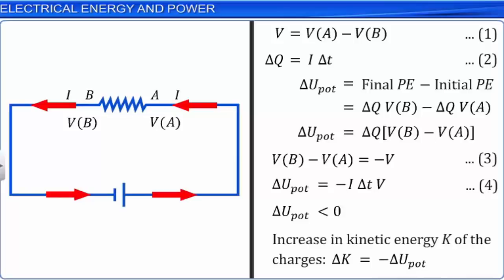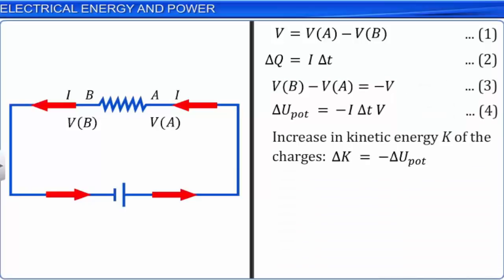From equation 4, we can say that delta K is equal to minus of minus I delta T V. This implies that delta K is equal to I delta T V. Let this be equation 5. Since the value of delta K is positive, its value is greater than 0.